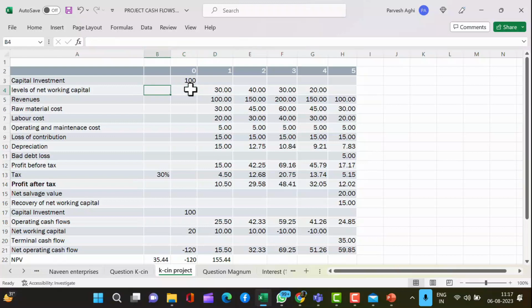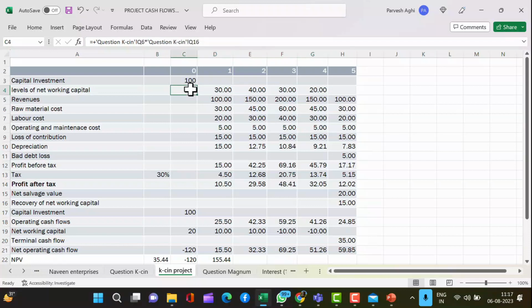Assume that this is at the beginning of the year. This 20 lakhs is at the beginning of the first year. So this 30 is at the beginning of the second year. This 40 is the beginning of the first year, 30 is the beginning of the second year. So it's like this.